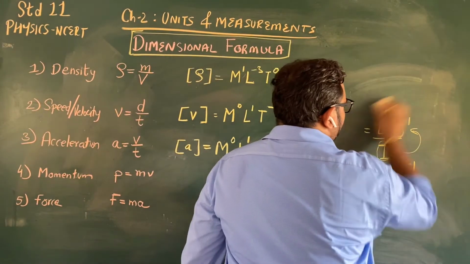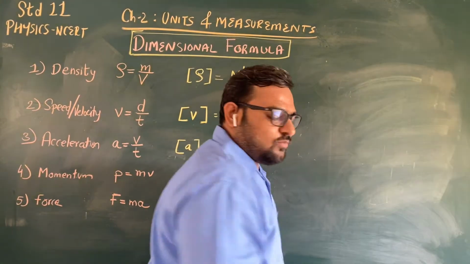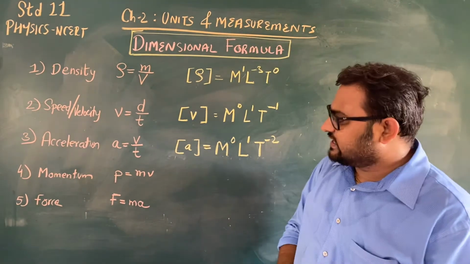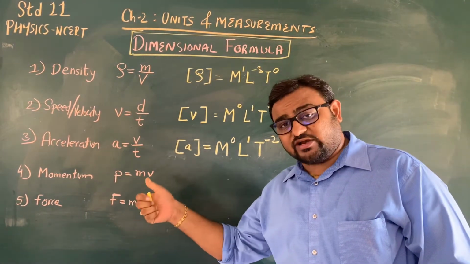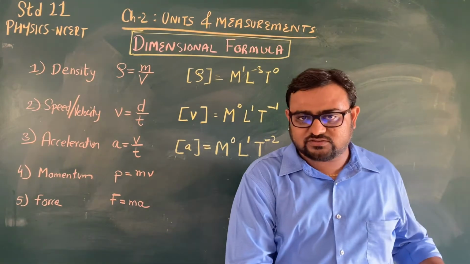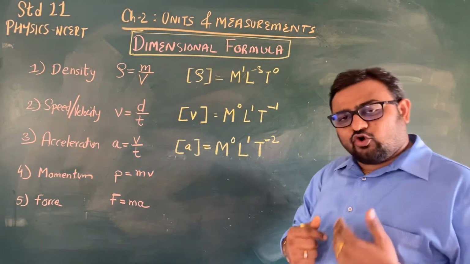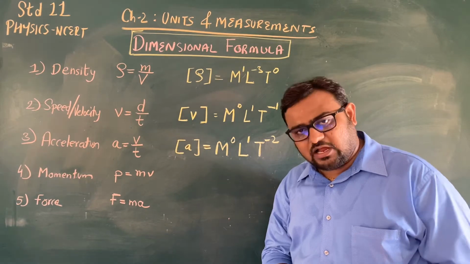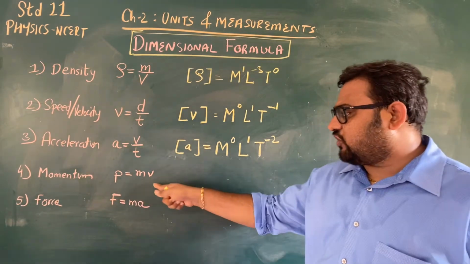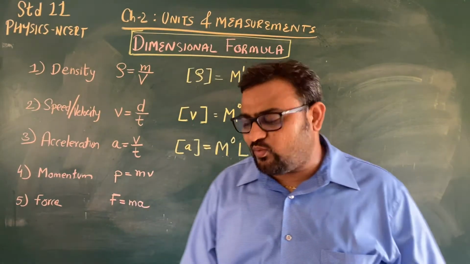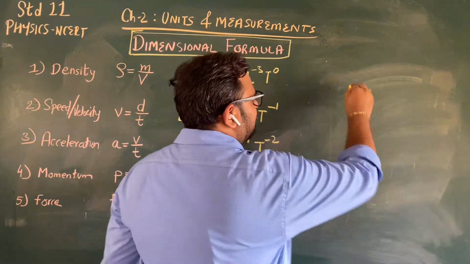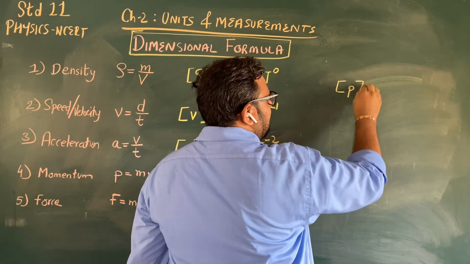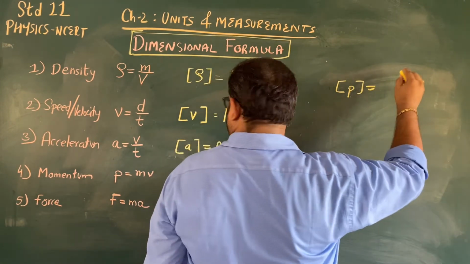Momentum. The formula for momentum is mass into velocity. You will study this quantity in the later chapters, right? So at present, we only want to deal with the dimensional formula. So just use the formula for momentum p equal to mv. Small p is the symbol for momentum.